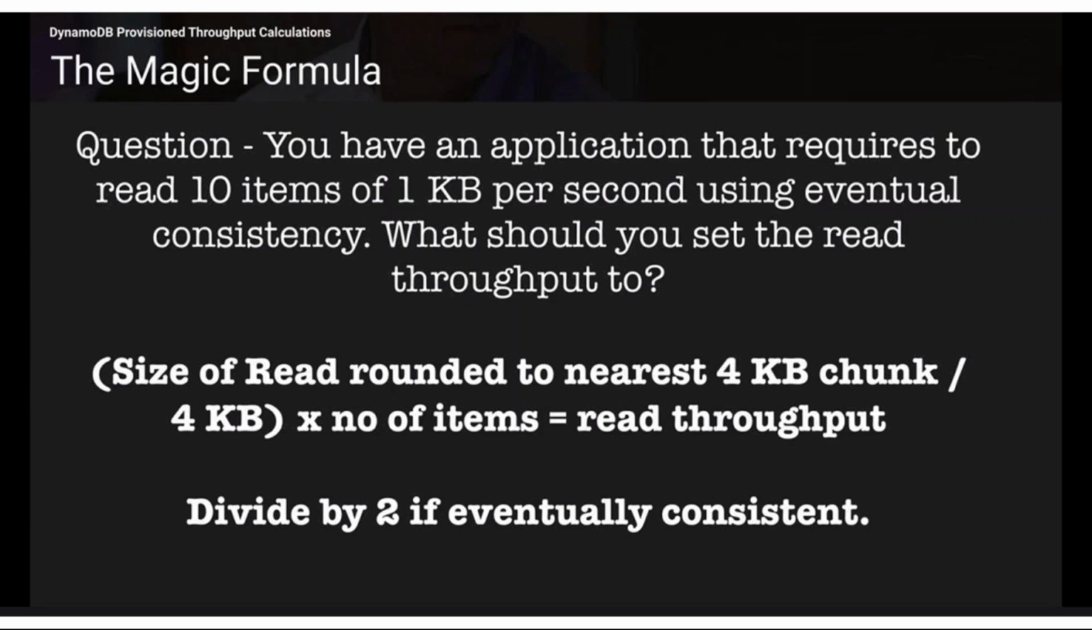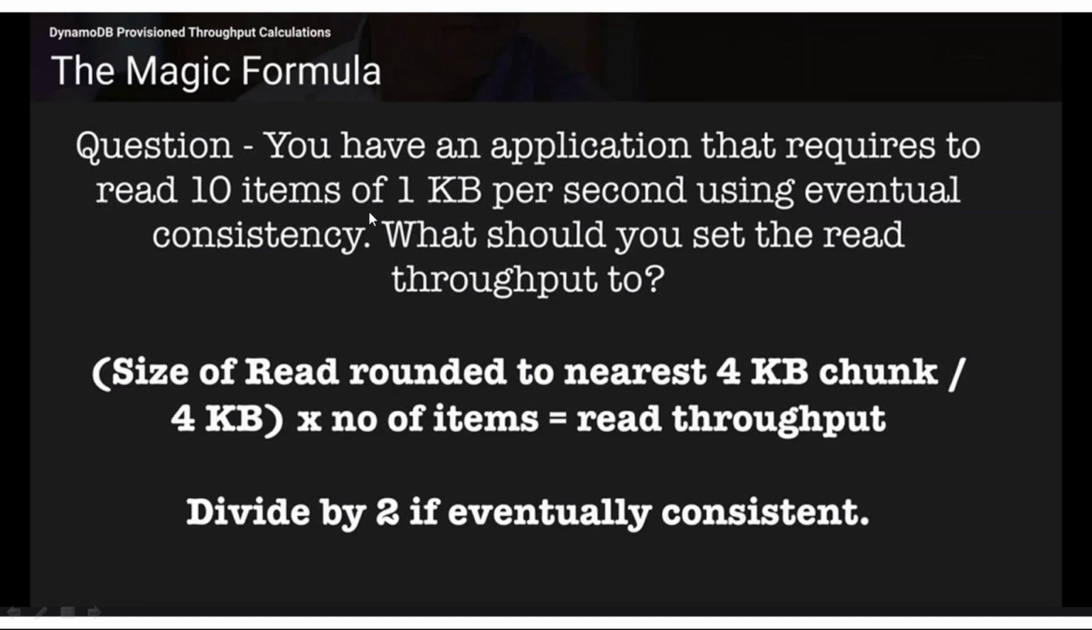As I said, even if you read 1 KB, it doesn't matter. It is going to round it off to the nearest 4 KB. So first I'll round it off to the nearest 4 KB chunk, which becomes 4. The formula is simple. This is the magic formula: the size of the read rounded to the nearest 4 KB chunk, divided by 4, times the number of items, is equal to the read throughput. And later we'll decide whether it is eventually consistent or strongly consistent.